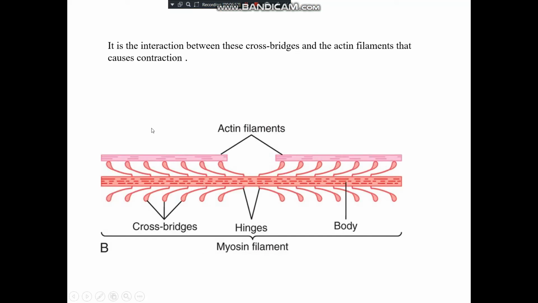See, this is how the interaction happens. The interaction between the cross bridges and the actin filament is causing the contraction. See here, you can see how the heads of the myosin have attached to the active site on the actin filament, and not only attach. After attaching, they tilt the head so that they move these actin filaments together, thus making this actin filament slide on this myosin filament.